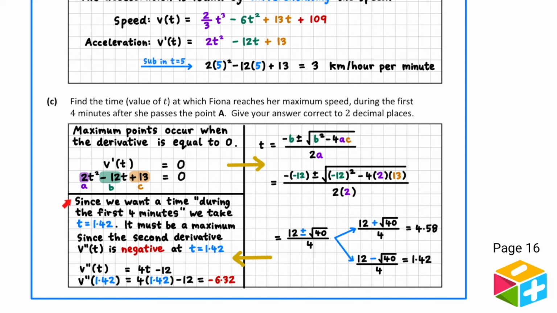If you wanted, you could prove that this was indeed a maximum point by showing that the second derivative is negative at this value. V double dashed of t comes out as 4t minus 12. When you sub 1.42 into this function, you end up with minus 6.32.